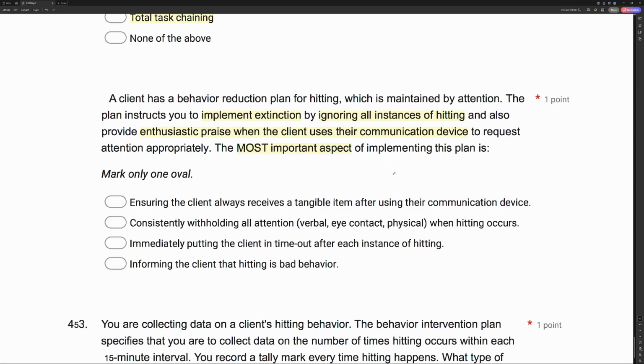C, because we read all of our answer choices, immediately putting the client in timeout after each instance of hitting. There is no punishment written into this plan as far as we know, so C is out. D, informing the client that hitting is a bad behavior. You can tell the client that they should not be hitting. It is not a problem to tell the client what the intervention is. In fact, it is encouraged. Let them know what we're going to be doing. But given this information, we have an extinction procedure. That is going to be the most important piece, specifically consistently implementing that extinction procedure.